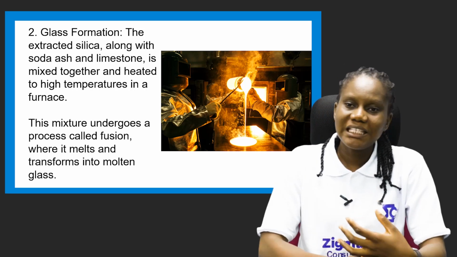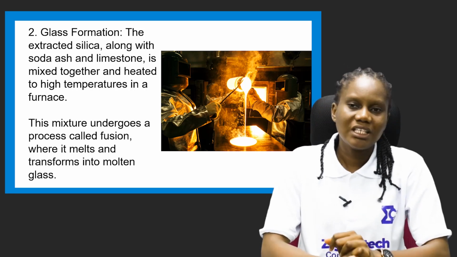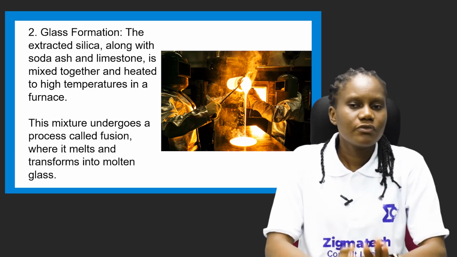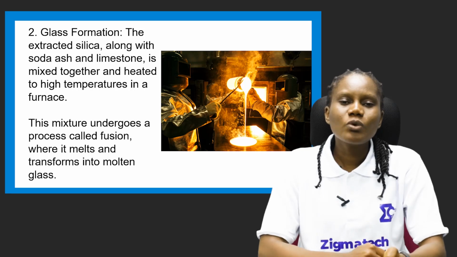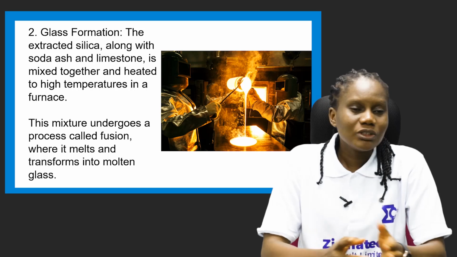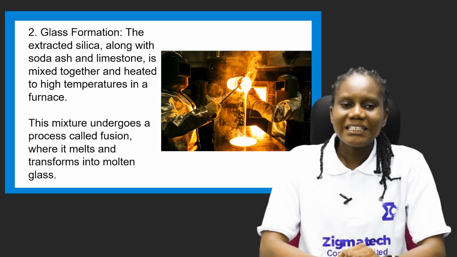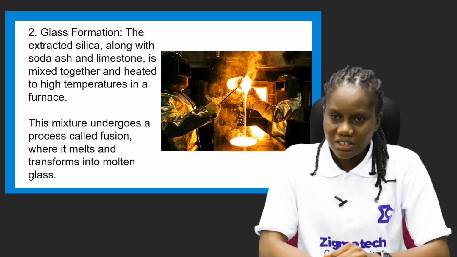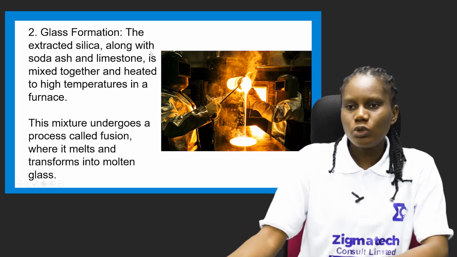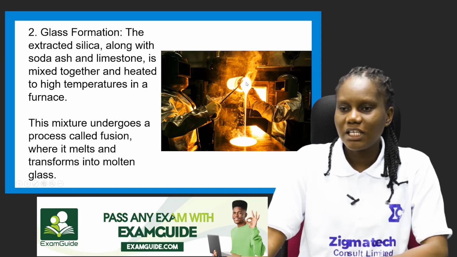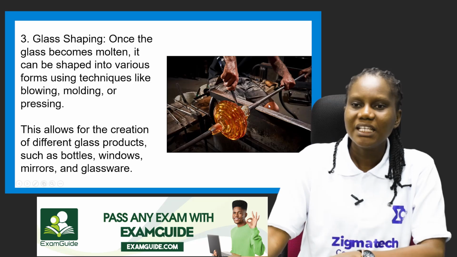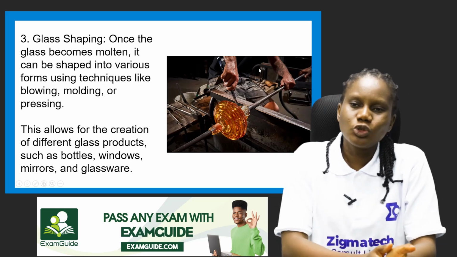Your extracted silica, alongside soda ash and limestone, is mixed together and heated to high temperatures in a furnace. This mixture undergoes a process called fusion, and in the process it melts and transforms into molten glass. If you look at the picture there, you have something like glass that is flowing. So it has been transformed into molten glass, and after this you move to glass shaping.